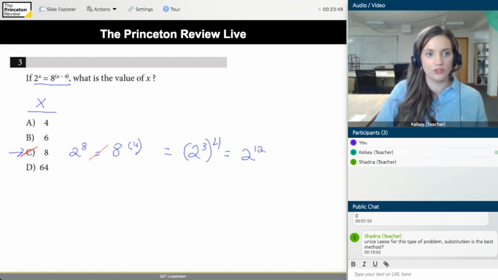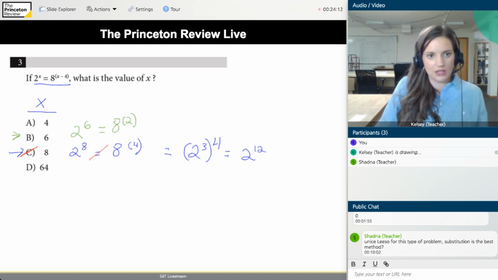Same approach. So let's check it out with answer B. Let's see if 6 works for this one. So again, if B is right, then x is 6. So we've got 2 to the power of 6 is going to be equal to 8 to the power of 6 minus 4, or 8 squared. So is that right? Well, we need to work with the bases here a little bit and see if we can get them to look similar.